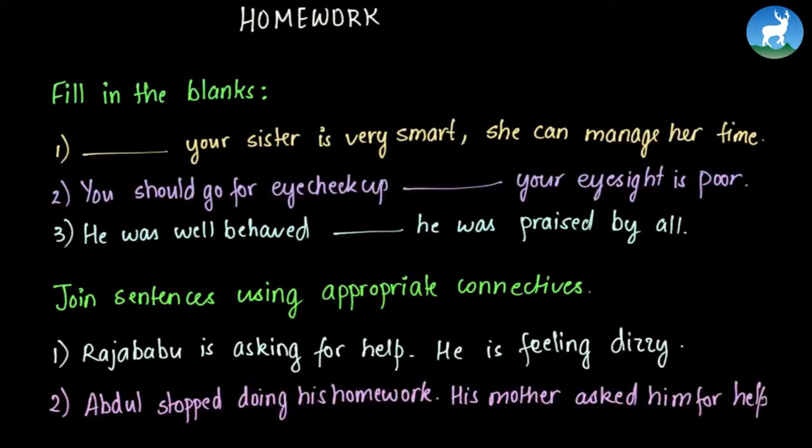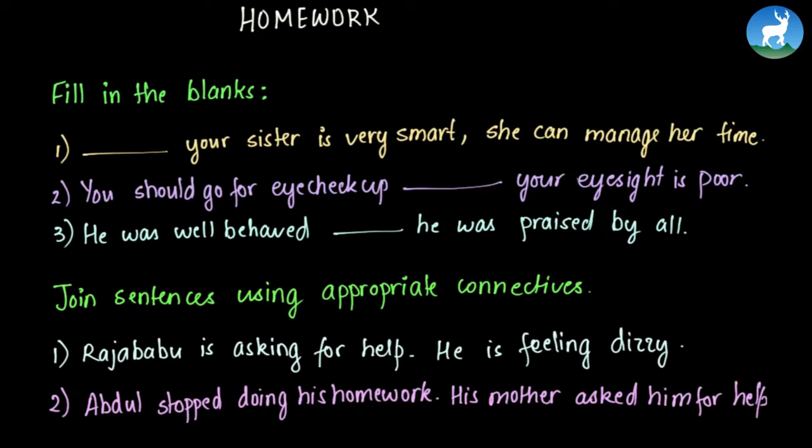So here we've come to the end of our class. The homework question for today's class is to fill in the blanks. The first question is, dash, your sister is very smart, she can manage her time. So here you can use a reasoning connective. As we know that your sister can manage her time, the reason behind it is that your sister is very smart. So use a reasoning connective here.